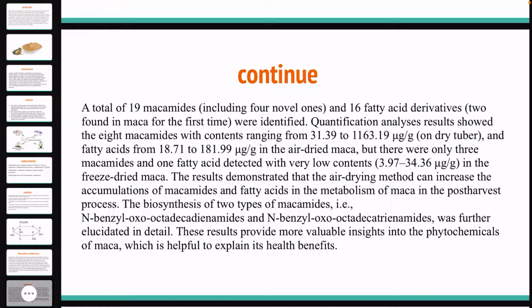The results demonstrated that the air drying method can increase the accumulation of macamides and fatty acids in the metabolism of Maca in the post-harvest process. The biosynthesis of 2 types of macamides, for example, N-benzyl-oxo-octadecadienamide and N-benzyl-oxo-octadecatrienamide, was further elucidated in detail. These results provide more valuable insights into the phytochemicals of Maca, which is helpful to explain its health benefits.